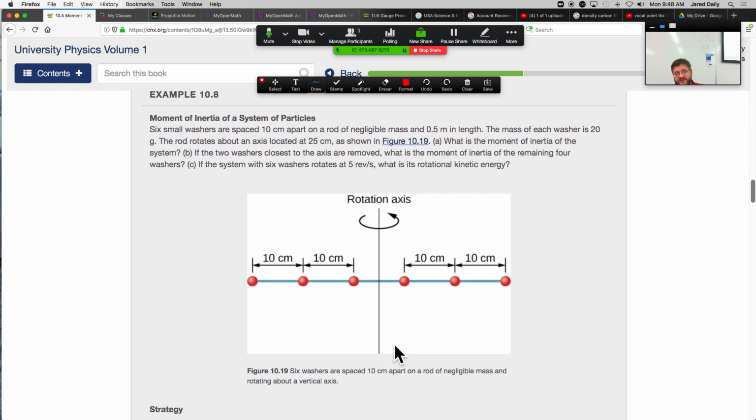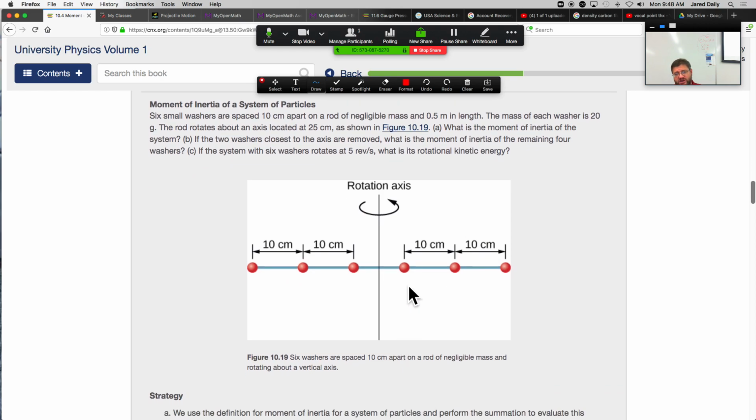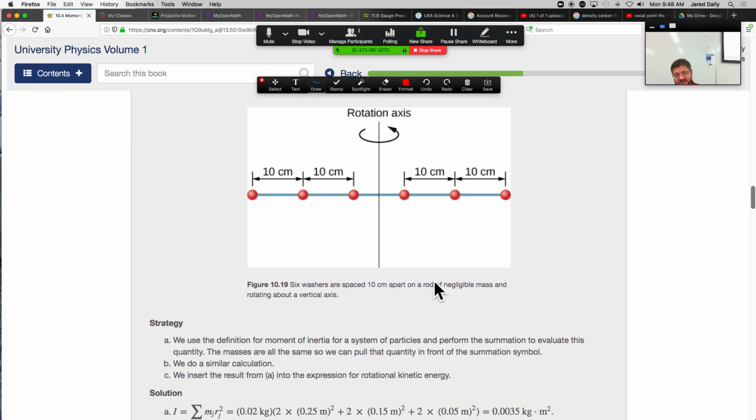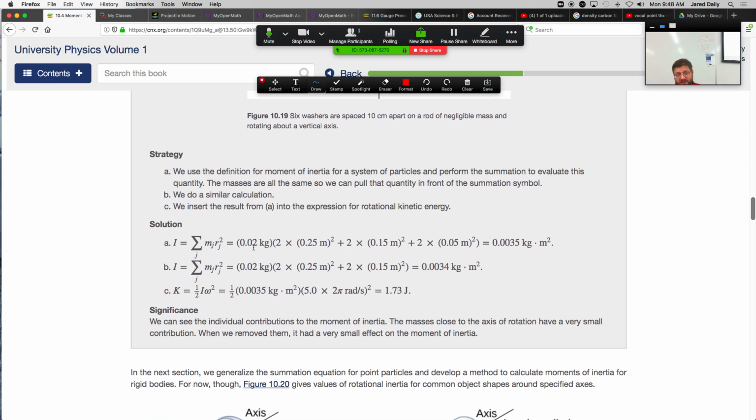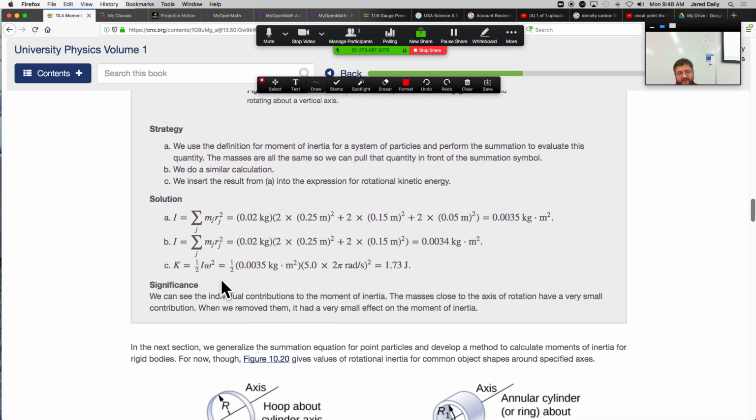So here's an example where we're going to take the moment of inertia of a system of particles. Instead of one particle, it's 6 particles on either side of the axis at different distances. And so what they do is they take the moment of inertia of each one and add them together to get the total moment of inertia. And then you can calculate the total kinetic energy.